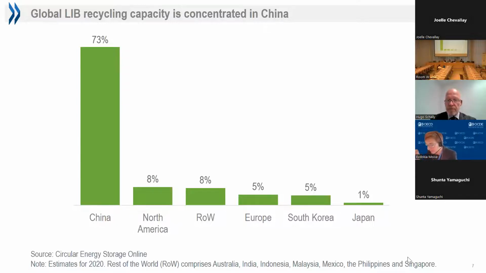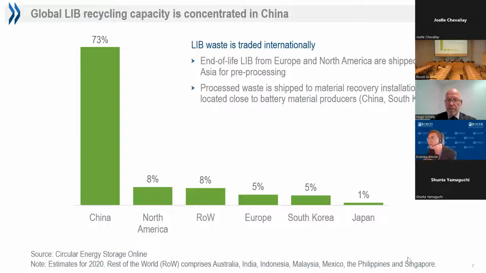Shunta, can you please click again? So end-of-life lithium-ion batteries from Europe and North America are shipped to Southeast Asia for pre-processing. And then the processed waste is shipped to material recovery installations that are located close to material producers, like in China and South Korea.